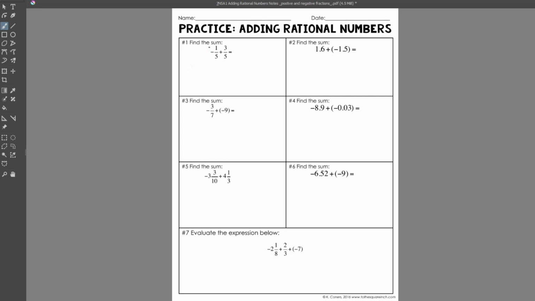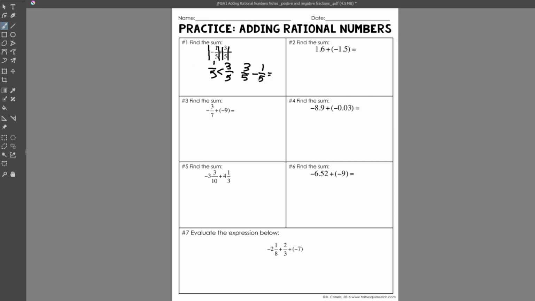There's a trick here. What we're going to look at first is the absolute values of both of these numbers. The absolute value of negative 1/5 is actually just 1/5. The absolute value of 3/5 is 3/5. How do they compare? Well, 1/5 is less than 3/5. So we can subtract the one that has the smaller absolute value from the one that has the greater absolute value. So we are going to do 3/5 minus 1/5.